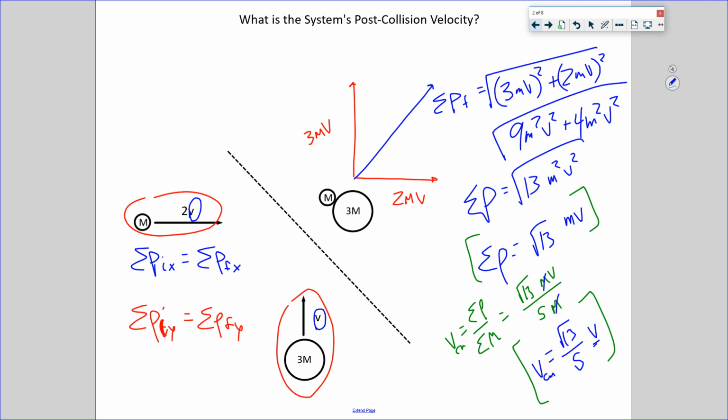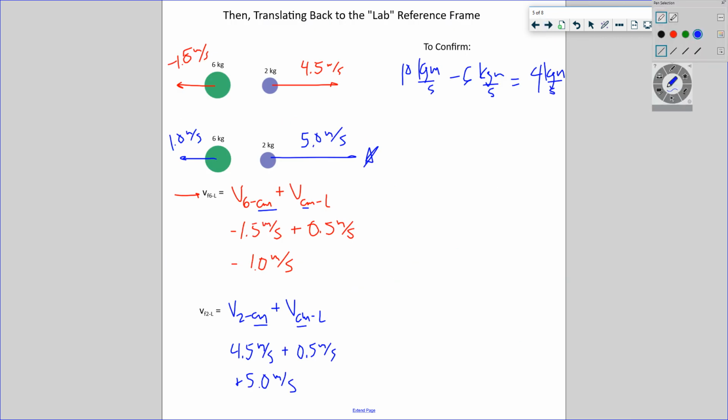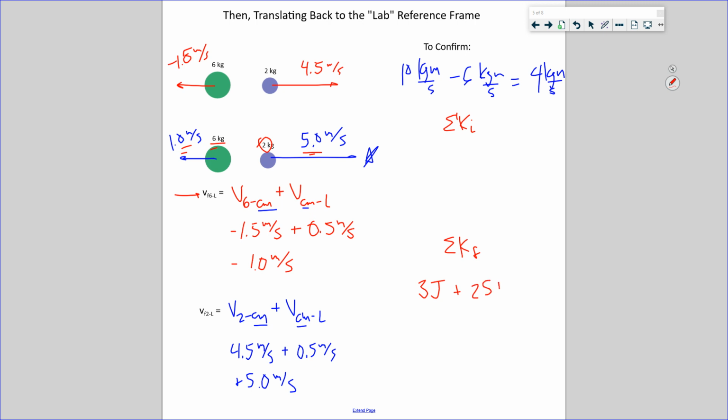And if we look originally, 6 at 2 and 2 at 4, we can look at the initial kinetic energy and the final kinetic energy, and those will come out the same. I'll do the finals right now. We get 1/2 of 6 times 1 squared, that's roughly 3, plus 1/2 of 2 times 5 squared, that's roughly 25. So the net K in the end is 28 joules.